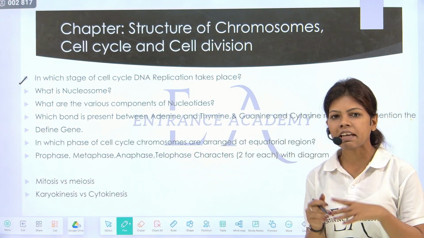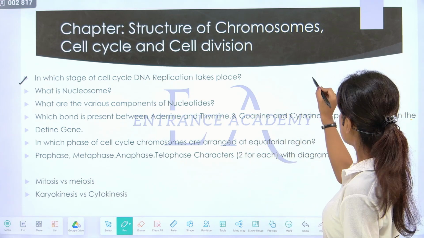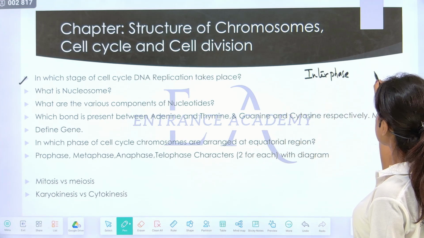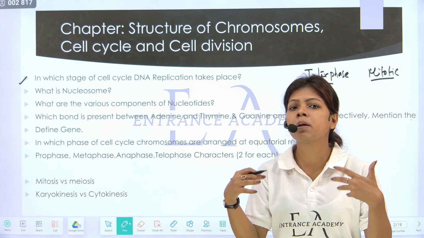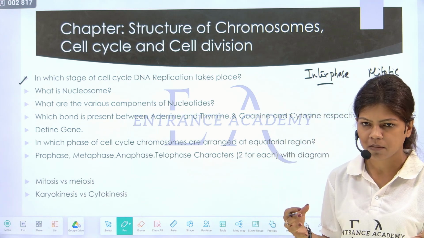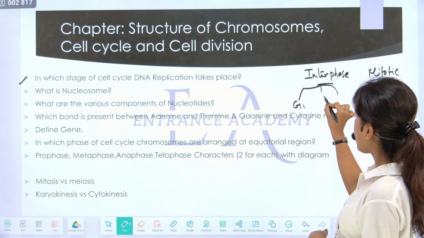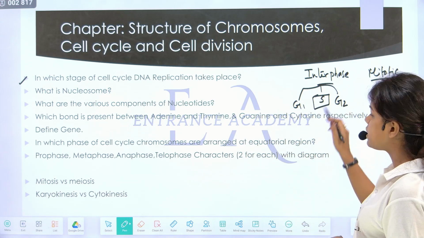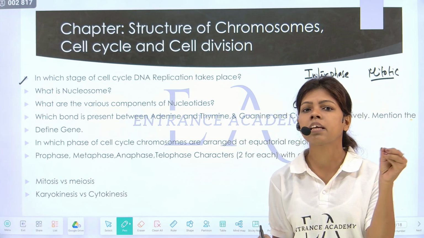As we know, the cell cycle consists of two phases: interphase and mitotic phase. During interphase, the cell prepares itself for division, and during mitotic phase, the division actually takes place. And in interphase, there are again three substages: G1, S, and G2 respectively. This S phase is very crucial. It is also known as synthesis phase, and in this S phase of cell cycle, DNA replication takes place.